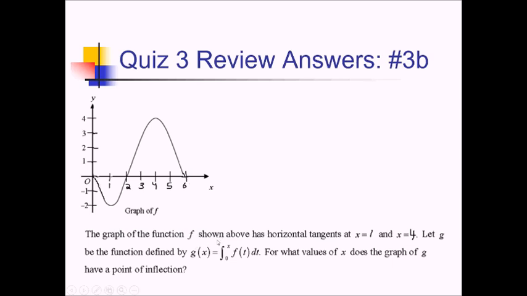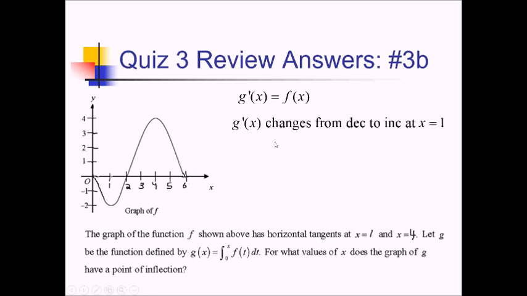G prime, using our fundamental theorem here, that's just going to be whatever you get when you plug this upper limit of integration into this dummy variable. So this is just going to be g prime of x equals f of x. That's a good thing to establish right off the bat. And I notice on my graph that g prime, also known as f of x, is reversing direction, changing from decreasing to increasing at about x equals 1.